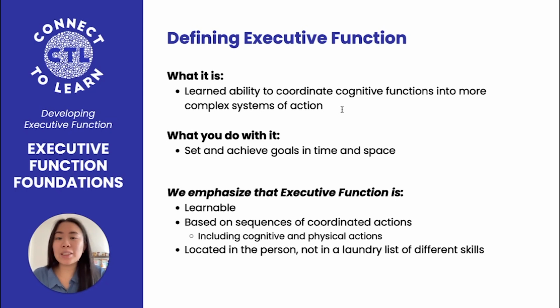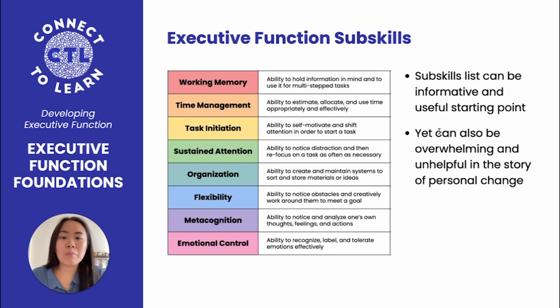EF is built on sequences of coordinated action. This includes thinking patterns as well as external behavior. Individual strengths and weaknesses can impact one's daily functioning, and so rather than thinking of EF as just a laundry list of different skills, we like to think of it as also located within the individual as a person who has their own history, experiences, and perspectives.